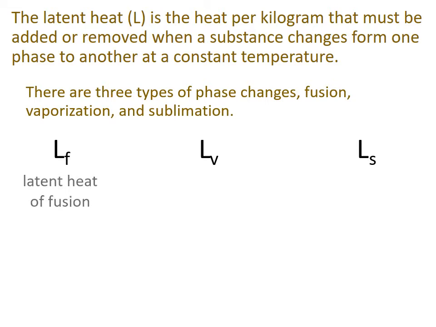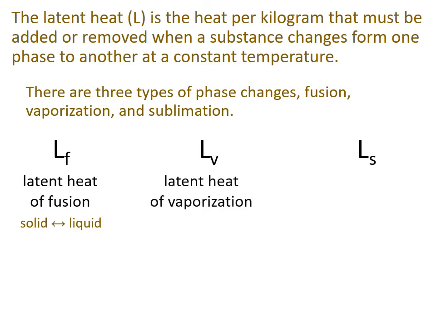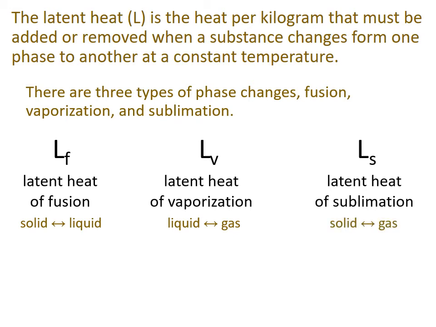LF is the latent heat of fusion, and that is when we go from a solid to a liquid or from a liquid to a solid. So when things melt or they freeze. LV is the latent heat of vaporization, used when we go from a liquid to a gas or from a gas to a liquid. And the less used one is the latent heat of sublimation. And that's when we go from a solid to a gas or from a gas to a solid.